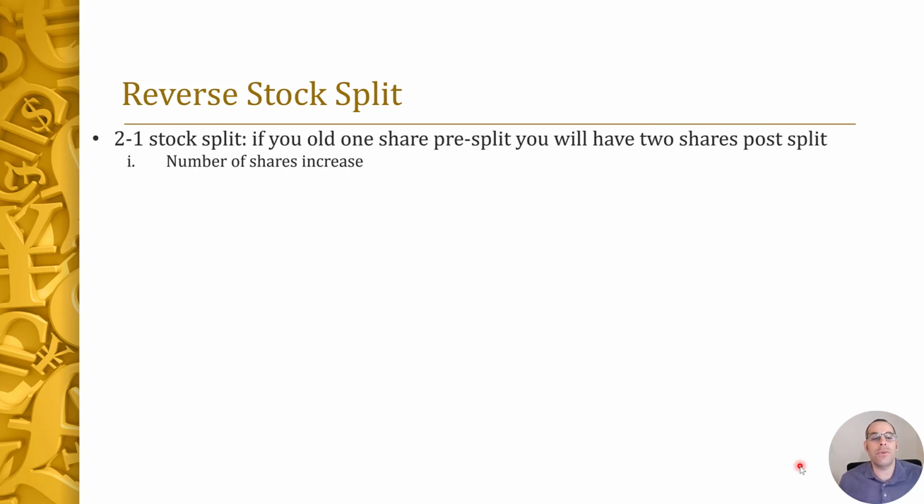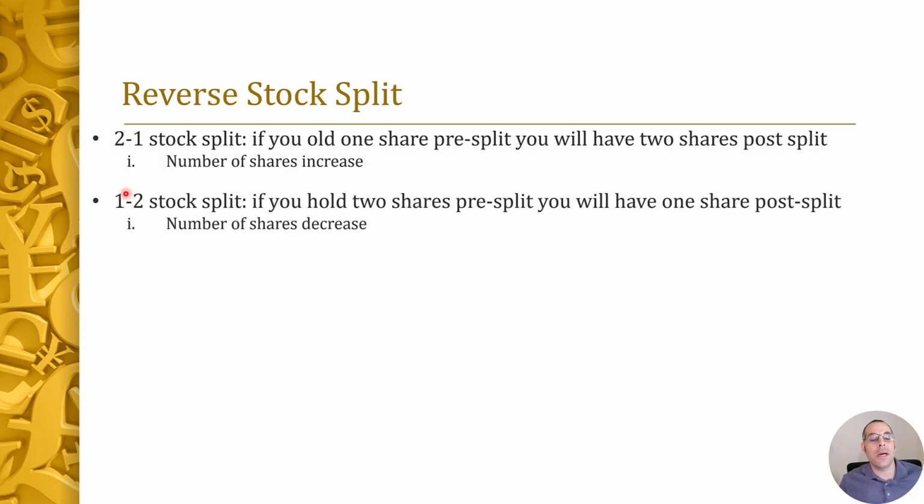When you see a 2-for-1 stock split, that means if you have 1 share pre-split, you would have 2 shares post-split. The number of shares increases. When the first number is larger than the second number, that's a regular stock split. If the first number is smaller than the second number, that's a reverse stock split. So a 1-for-2 stock split means if you hold 2 shares pre-split, you'll have 1 share post-split. The number of shares decreases.